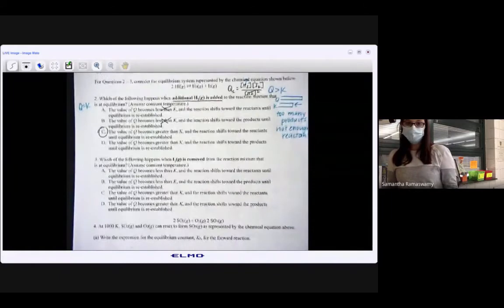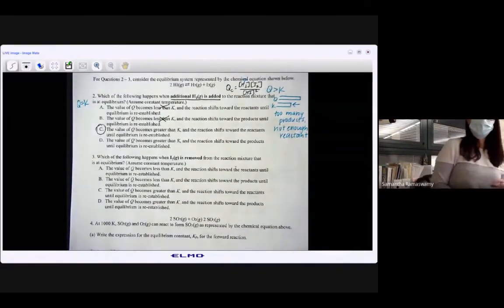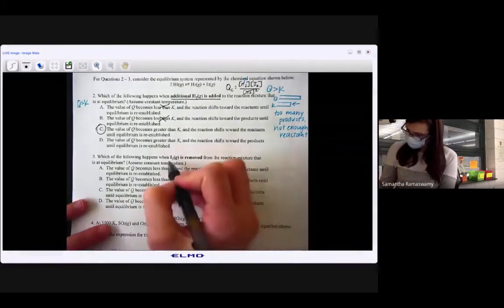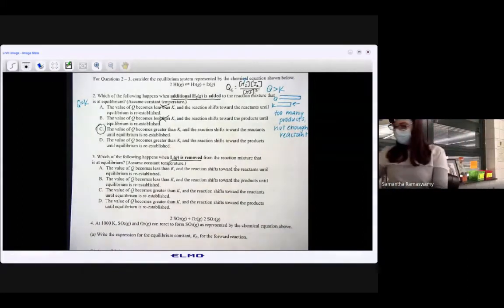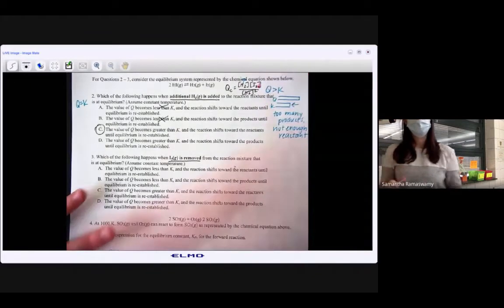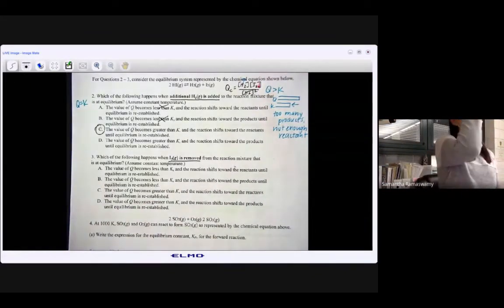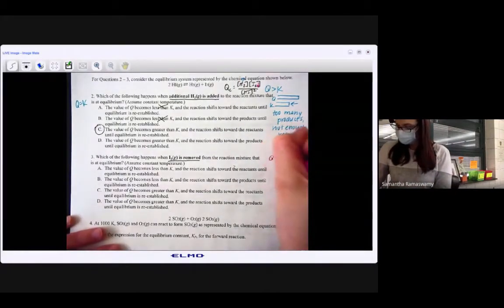Now number 3, still based on the equation up above. Which of the following happens when I2 is removed from the mixture? If we look at Q up here, if I remove some I2, now I'm taking products away. So instead of Q being equal to K, now I don't have enough in my numerator. I have a small number divided by a big number. That change just made Q less than K.